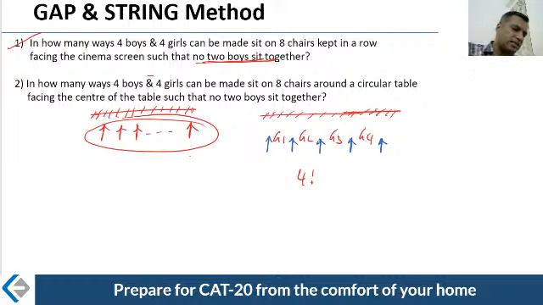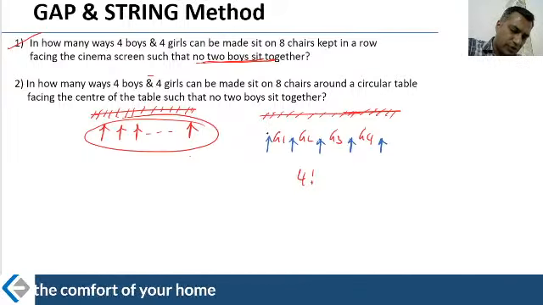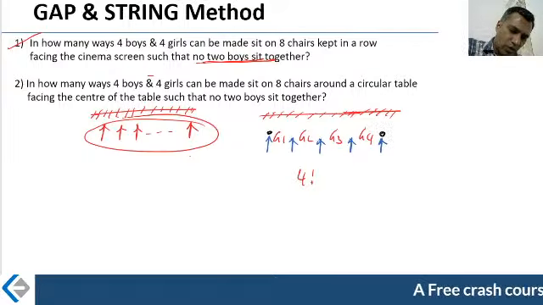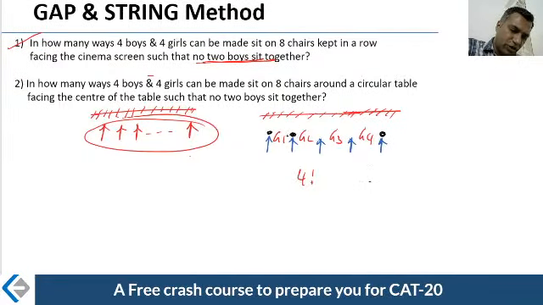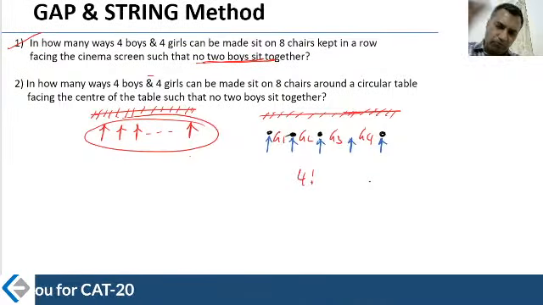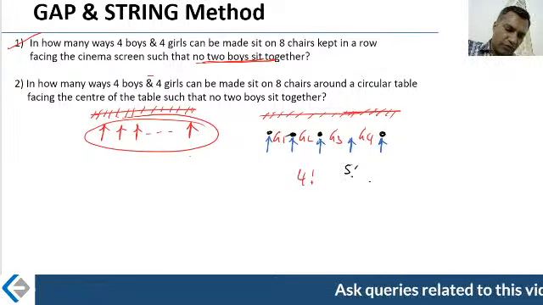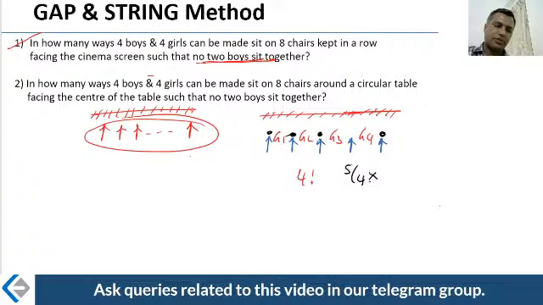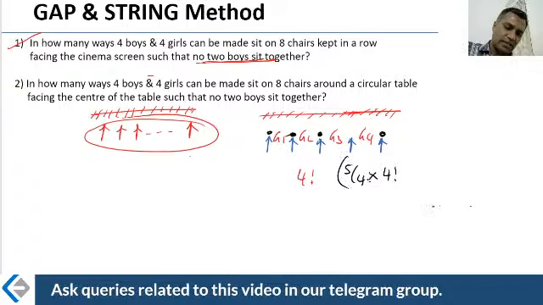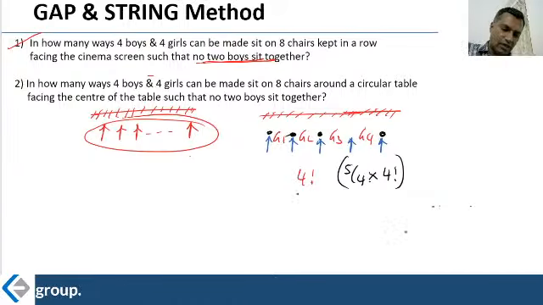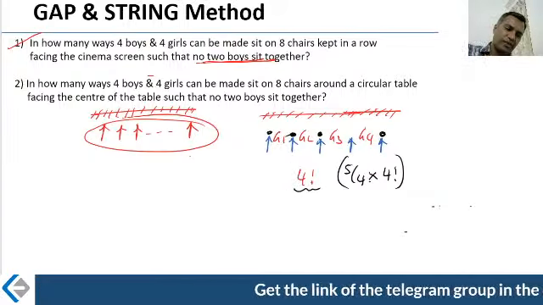Therefore there are 5 gaps. Let's assume these are the gaps where the boys want to sit. One boy wants to sit here, one at the extreme, a third here, and another here. In that case, these 2 girls will be sitting together. The gaps are 5, but I need only 4. Therefore 5C4. Once you decide those 4 gaps, the 4 boys will sit in them in 4 factorial ways. That's the answer, friends. What happened here? First the girls sat together, because who should be separating the boys here?